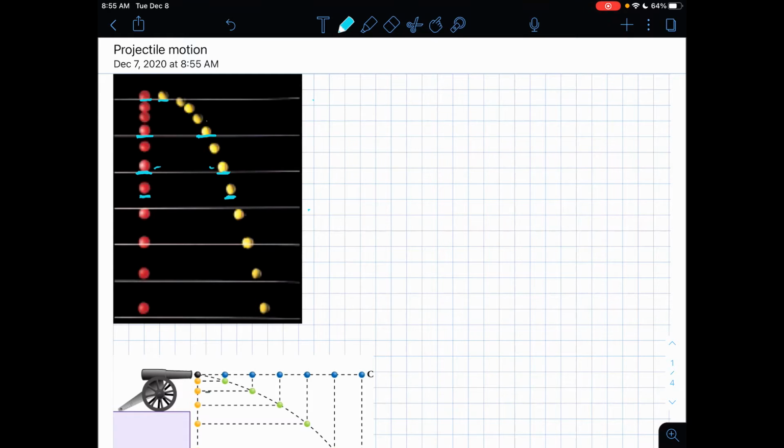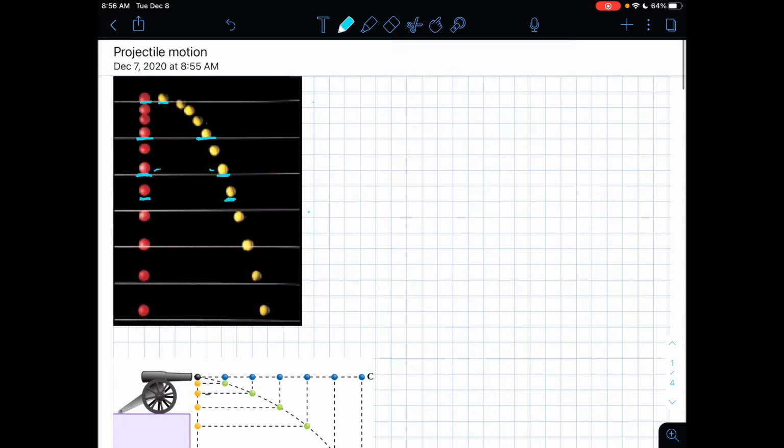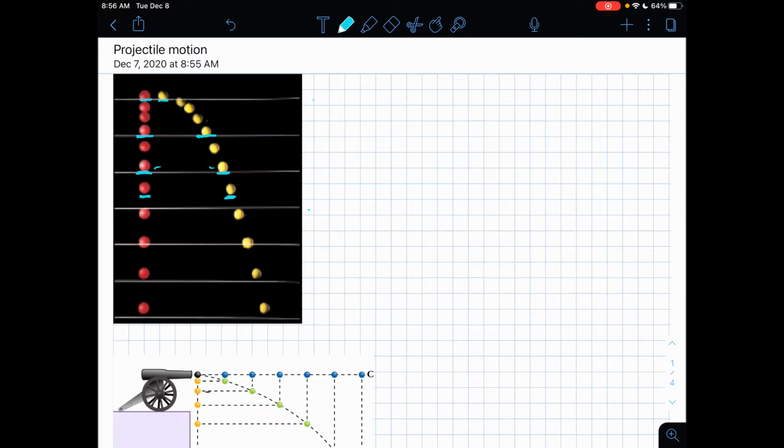So this is because a change in a horizontal motion does not affect vertical motion. This can be proven by looking at the vertical spaces between the images of the balls as they fall. The space between each ball, so the distances here and here, here and here. If you were to measure those out, they would be the same.